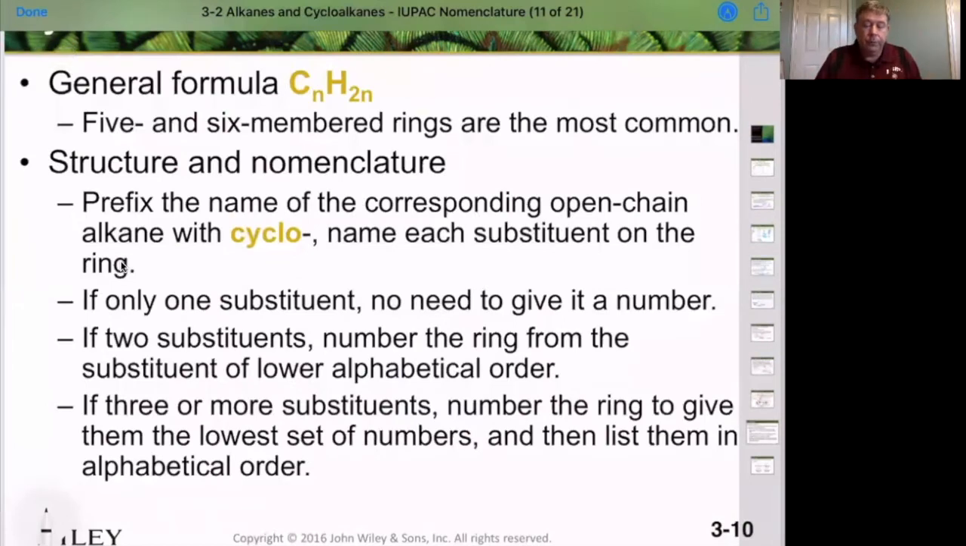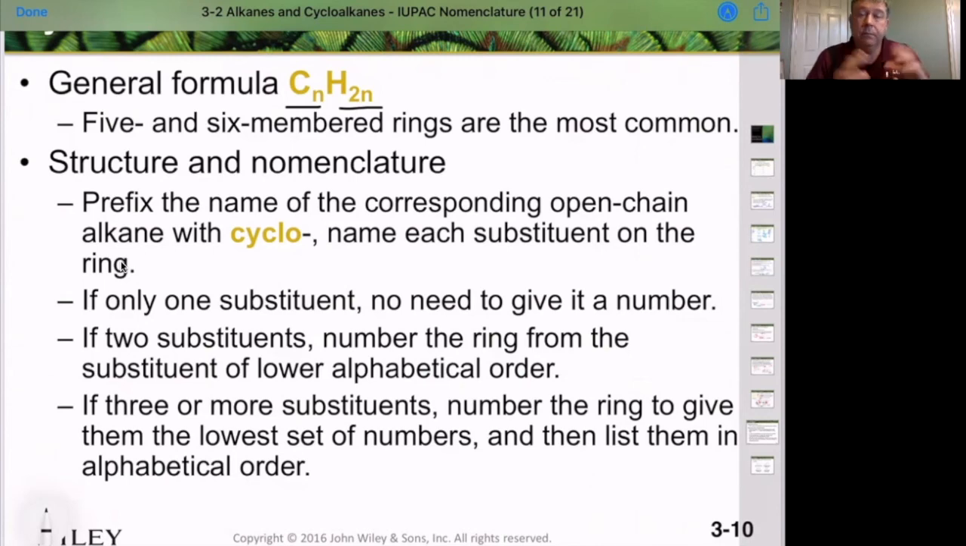So to move on, once you move from the straight chain hydrocarbon, which has the general form of the number of carbons, C n H 2n plus 2 for a straight chain alkane. If we take off 2 of those hydrogens and turn it into a ring, we end up with a different general formula. We lose 2 hydrogens when we make the ring, but it's still a fully saturated hydrocarbon. And so the general formula is the number of carbons times 2 for the number of hydrogens, okay? The most common of these are 5-membered and 6-membered rings, okay?